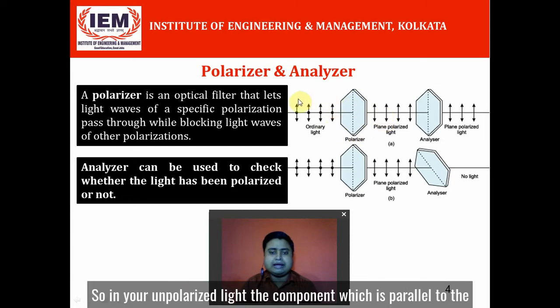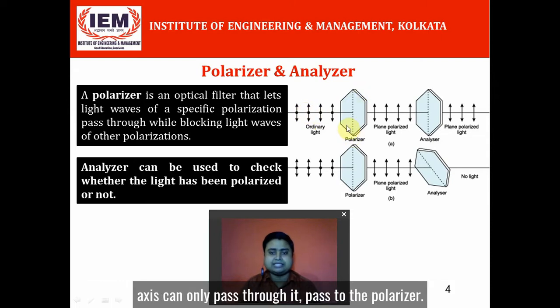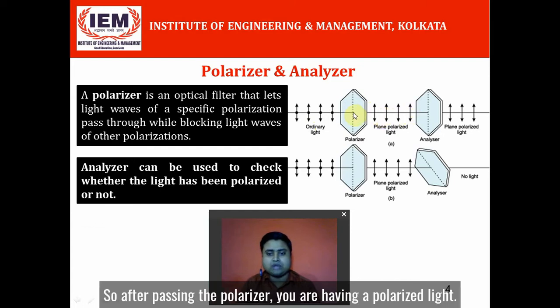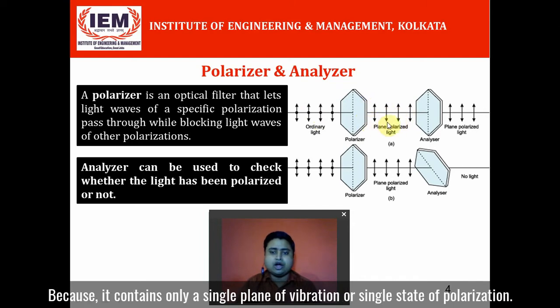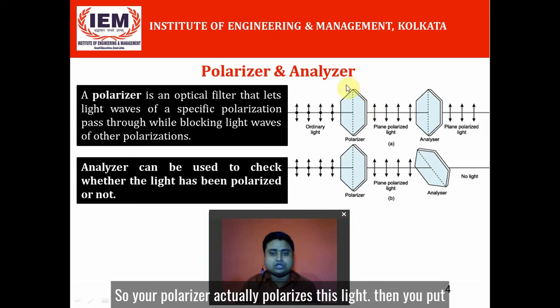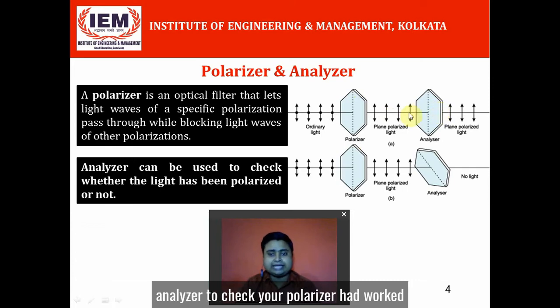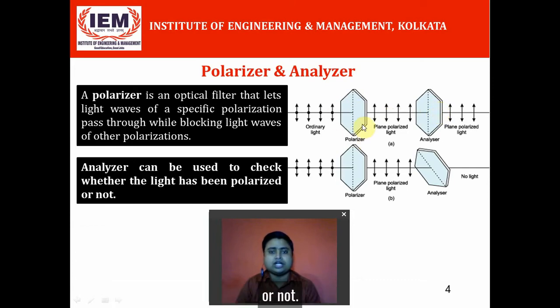So in your unpolarized light, only the component which is parallel to the axis can pass through the polarizer. After crossing the polarizer, you have polarized light, because it contains only a single plane of vibration or single state of polarization. So your polarizer actually polarizes this light. Then you put an analyzer to check whether your polarizer has worked or not.